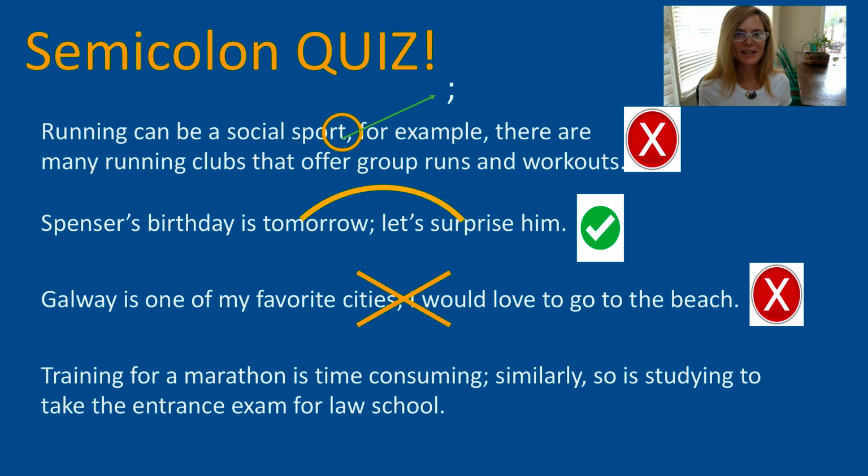Training for a marathon is time-consuming. Similarly, so is studying to take the entrance exam for law school. Well, this is correct. I used the semicolon before the transition word. I have the comma after the transition word, and the two sentences are closely related. So how'd you do? I bet you did pretty well.